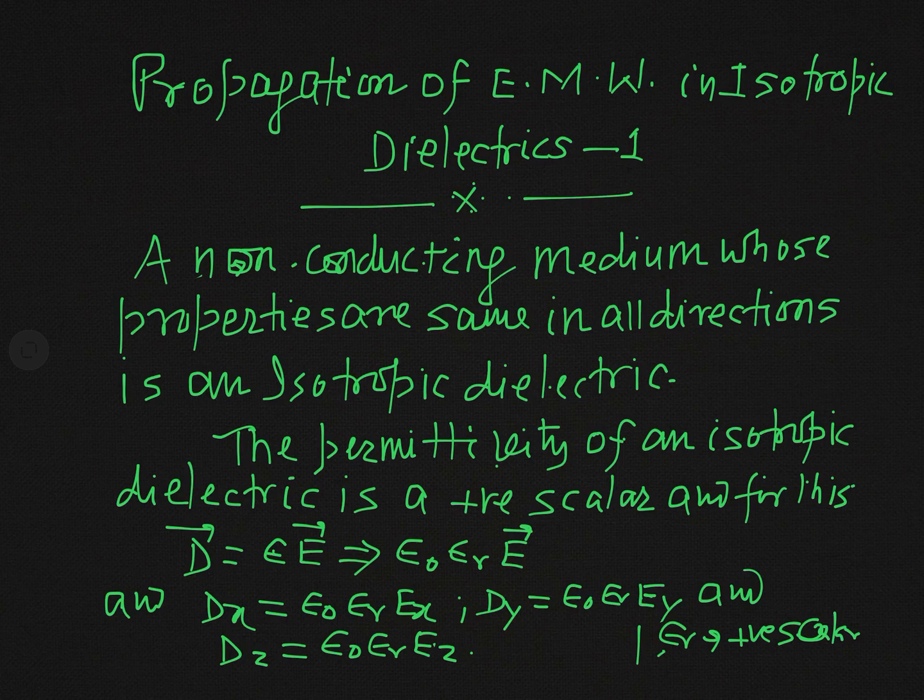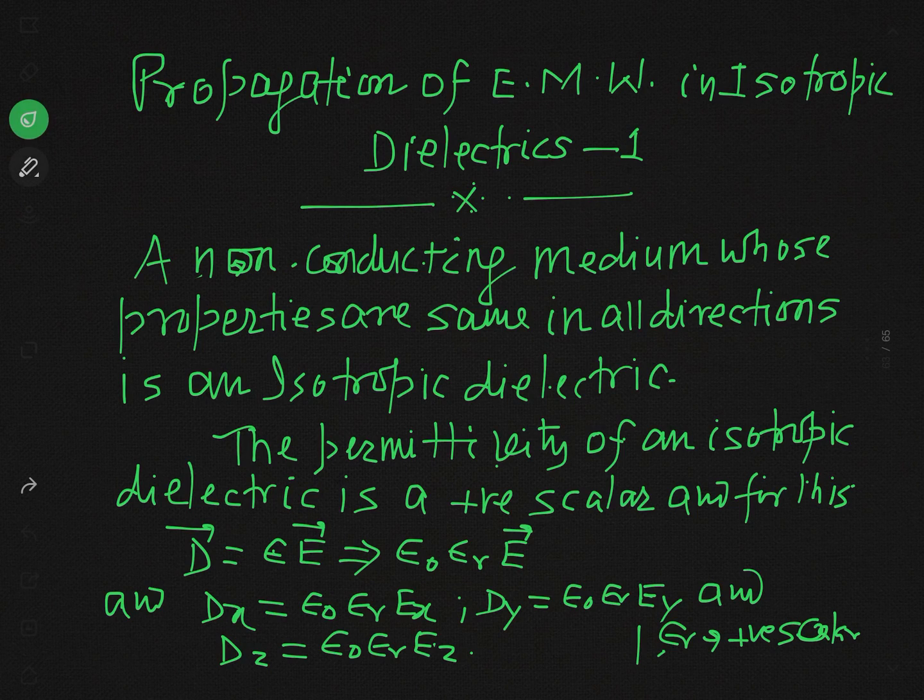So in this condition, the x, y and z components of the electric displacement will be simply Dx equal to epsilon naught epsilon r Ex, where Ex is the x component of electric field vector E, and similarly Dy equal to epsilon naught epsilon r Ey, Dz equal to epsilon naught epsilon r Ez. But in case of an anisotropic dielectric, you will see that this epsilon r is not a scalar quantity, but it will be a tensor. In fact, that is the problem which I will discuss in the next lecture.